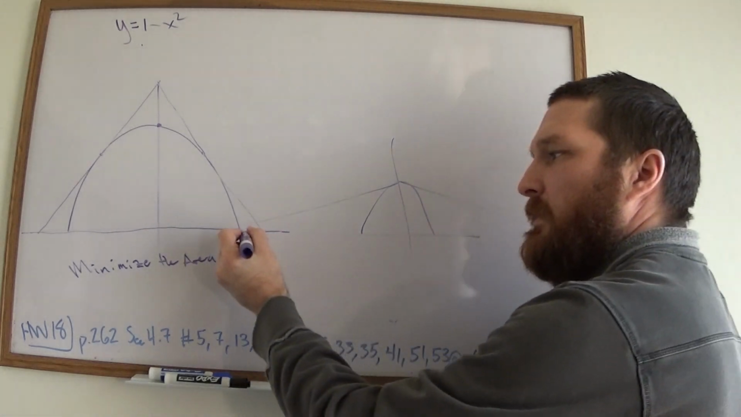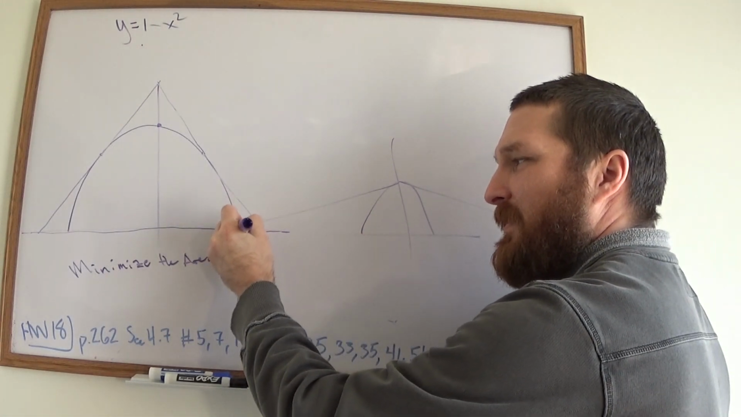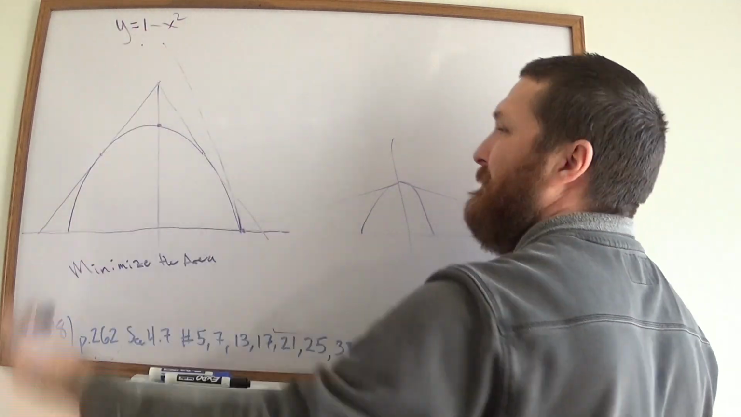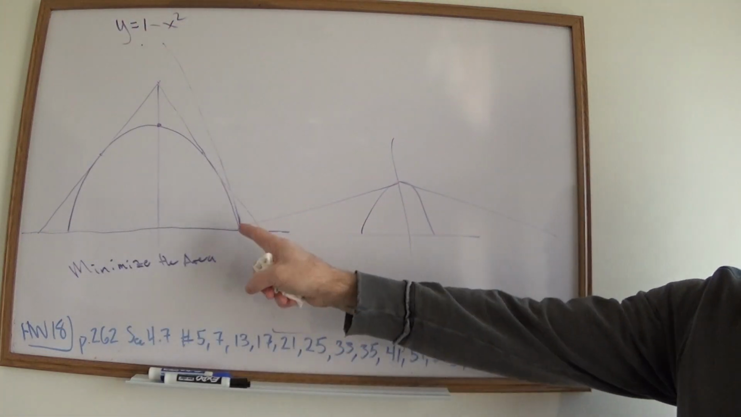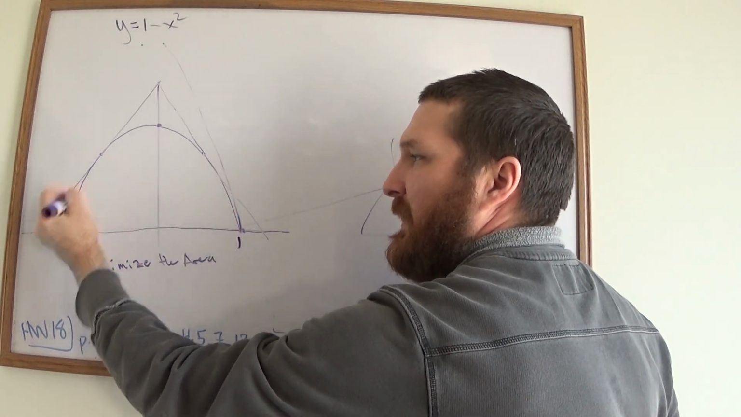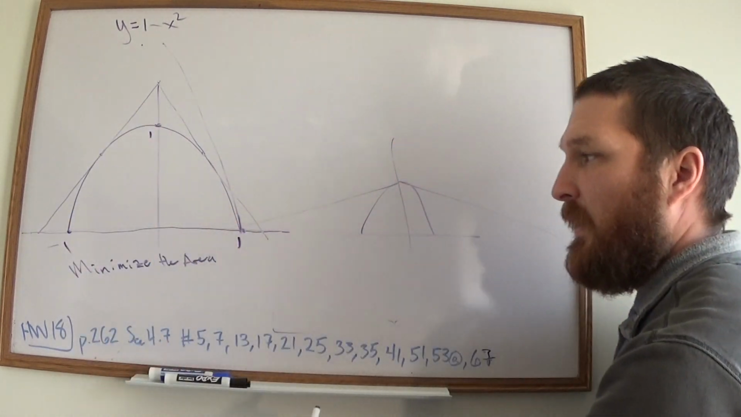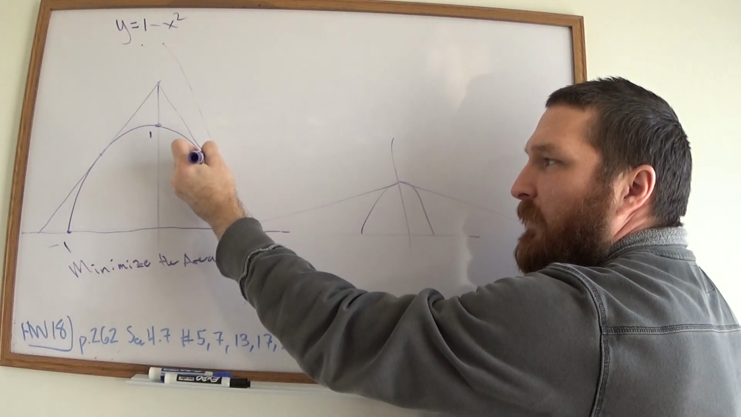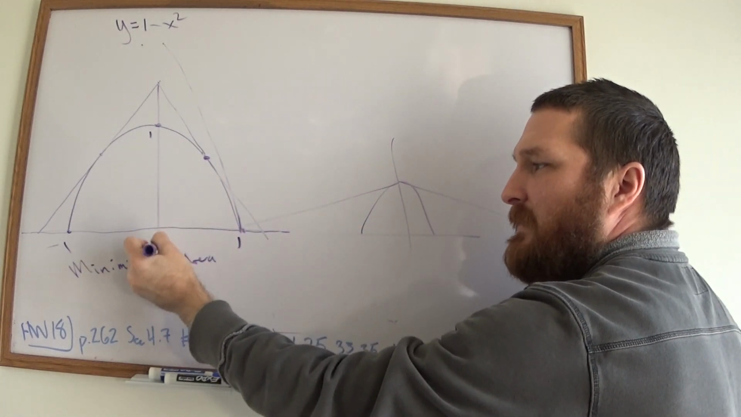And I can tell you, it's not here. This one, the one that's tangent right there, does not minimize the area. It's somewhere between, and since you know that this is here at +1 and here's this at -1, this guy's at +1. I will tell you that this point right here is somewhere between 0 and 1.